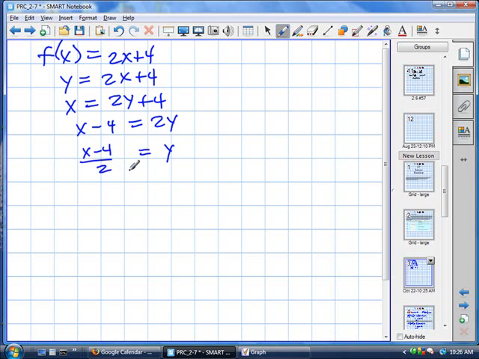We could leave it like this, or couldn't we also write it like this? This looks a little better because now you can see the mx plus b form again. And when you get done, you don't have to do this, but you replace the y again, and this time you say f with a little minus 1 exponent. That notation stands for f inverse of x.